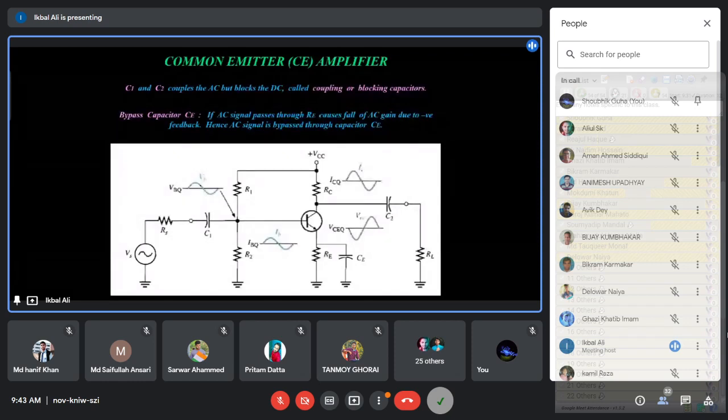That is why, if you don't know the input impedance of the amplifier, then you cannot match the source you are connecting to the amplifier. If there is any mismatch, maximum power will not be transferred. So the AC source impedance and the input impedance of the amplifier should be the same. That is why you require this type of input impedance and output impedance.